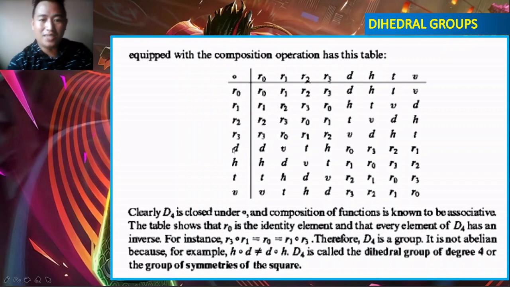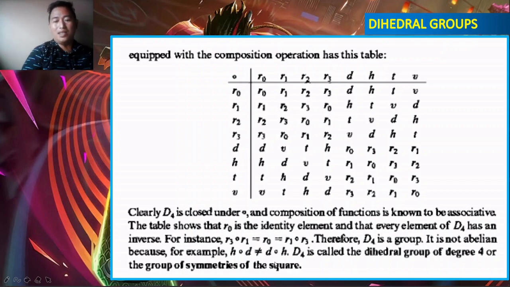The inverse of each other. Next, what is the inverse of D? Look at where D's answer is R sub 0 in the line, so its inverse is itself. Actually, the inverses of D, H, T, V are all themselves. D compose D is R sub 0. H compose H is R sub 0. T's inverse is T. V's inverse is V. Okay. R sub 2 is left. What is the inverse of R sub 2? The inverse of R sub 2 is itself. R sub 2 compose R sub 2 is R sub 0. Okay? So, every element has an inverse. Therefore, D4 is a group.